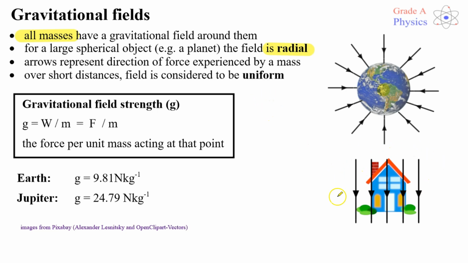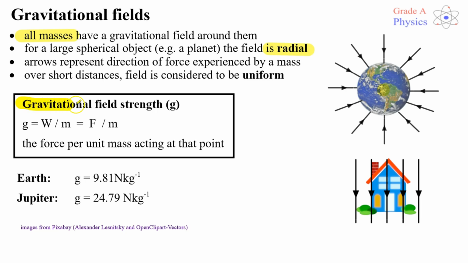However, if we consider a situation over short distances on a much smaller scale, then we would assume the field to be uniform. So these lines are totally arbitrary, and they just remind us that there is an invisible force field there with a particular direction.